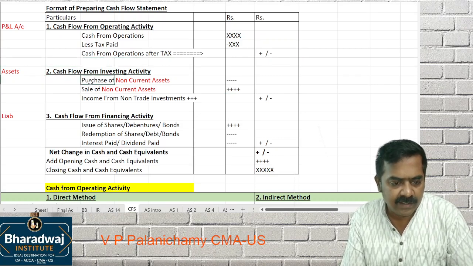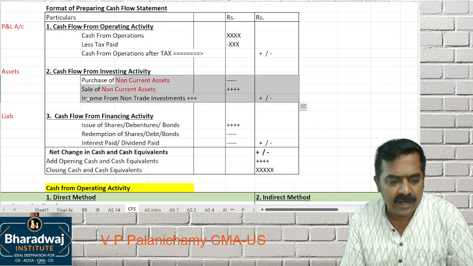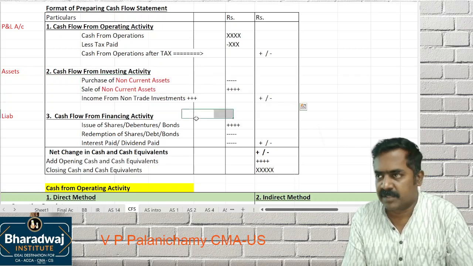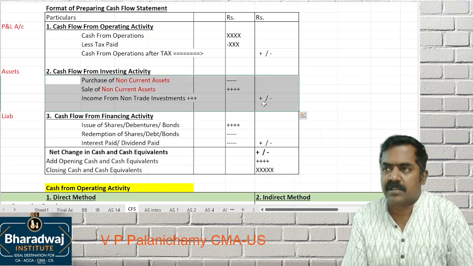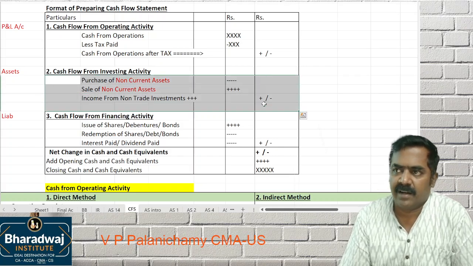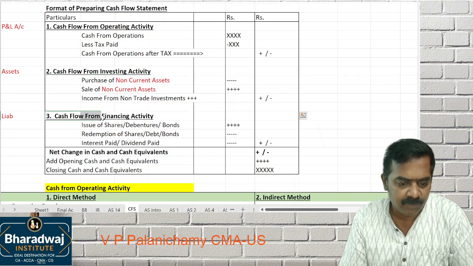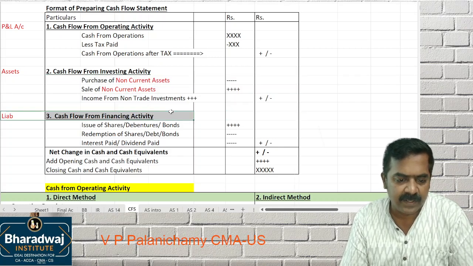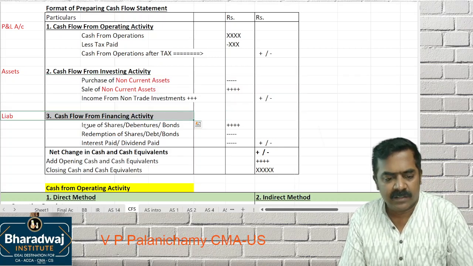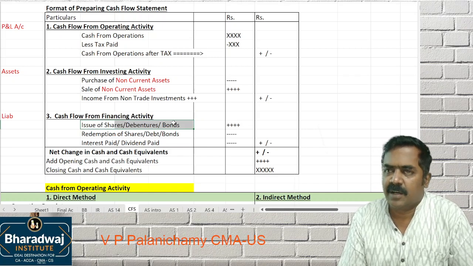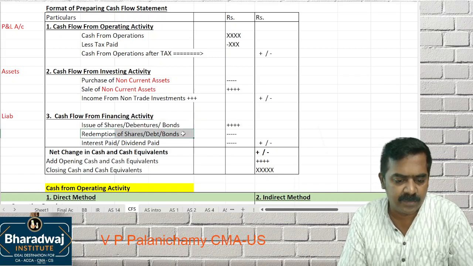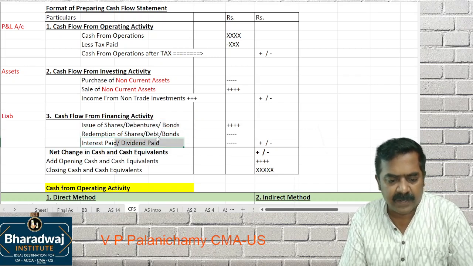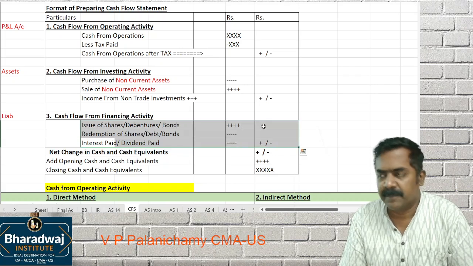Investing activity. It is related to purchase and sale of non-current assets. And income from non-trade investments all are included here, like interest received, dividend received, rent received, those things are included. Financing activities to do with liabilities. I mean, issue of shares, debentures, and bonds, raising the funds or redemption of funds. Interest paid, dividend paid will come under which activity?